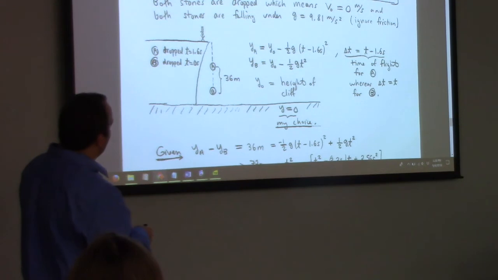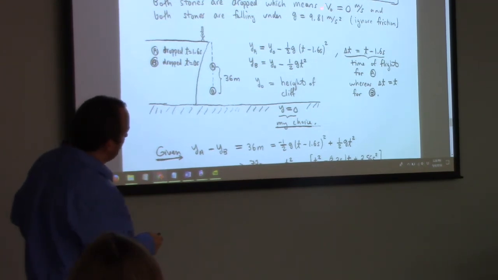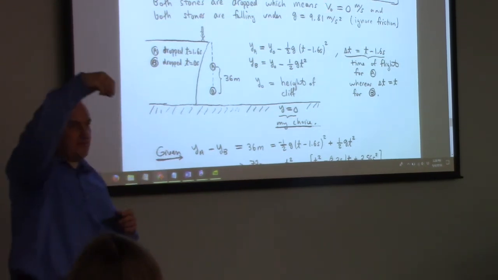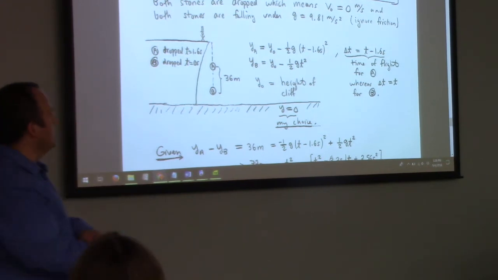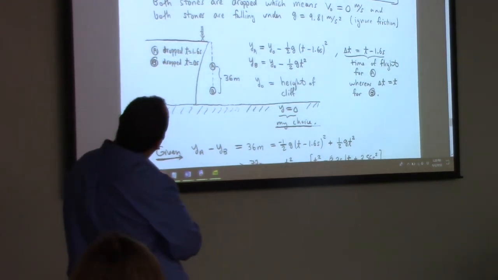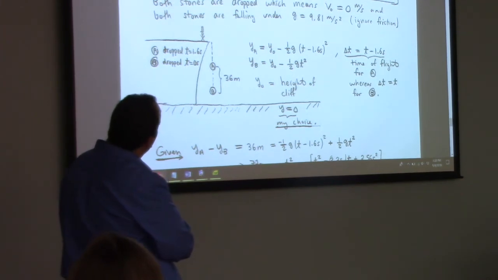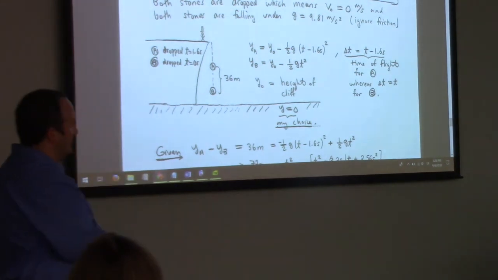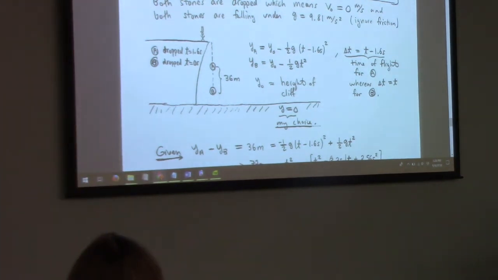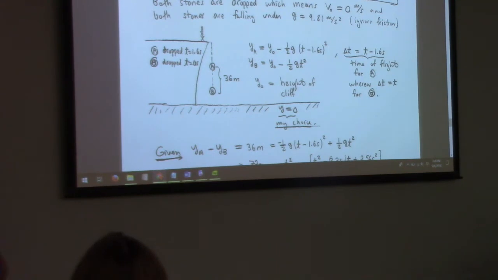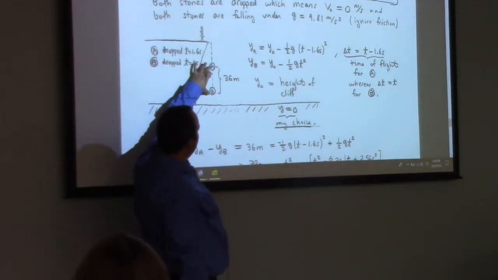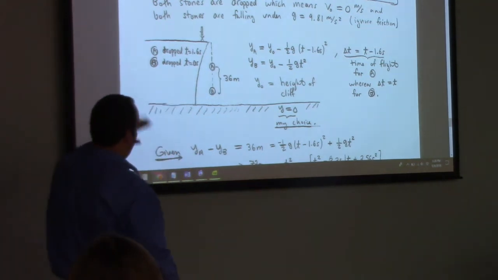Moving on. Both stones are dropped. That means that if you drop things, their initial velocity is what? 0. And the second stone is dropped 1.6 seconds after the first. How far below the top of the cliff is the second stone when the separation between the stones is 36 meters? This question can also be asked in the form of a window. You can imagine that this is a window.